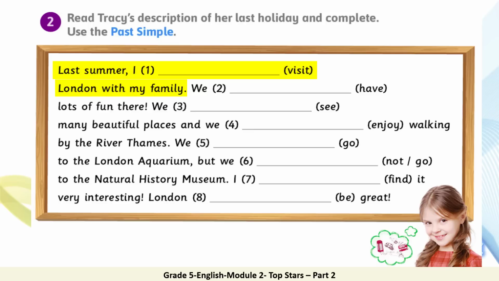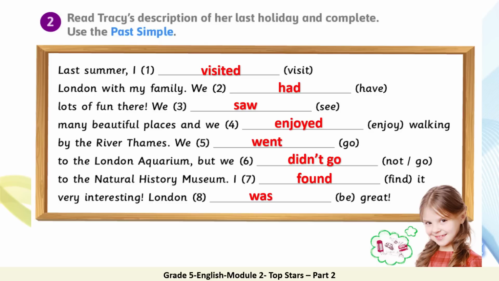Last summer, I blank London with my family. And the verb here is visit. Visit, my friends, is a regular verb. So the past simple is visited, just by adding ed. That's it, okay? Go ahead and fill in the remaining gaps. Have you finished? Now check your answers. Great! I think the past simple has become easy to use, my friends, right?